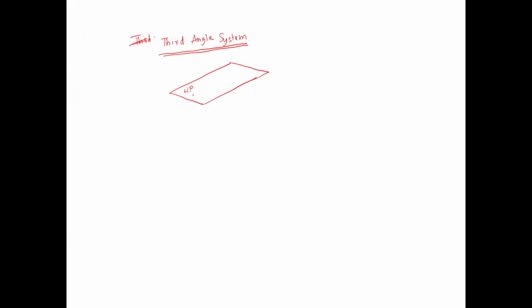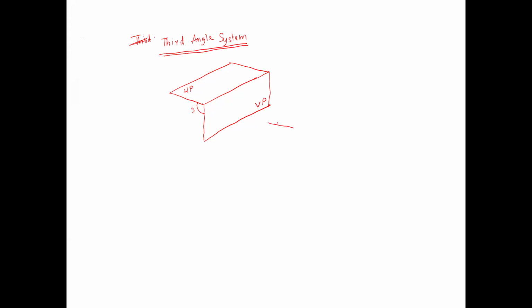We will draw that part of the horizontal plane and that part of the vertical plane which contains the third quadrant. So this is that part of the vertical plane and this is that part of the horizontal plane which is containing the third quadrant here. This is the third quadrant. So the object is located somewhere here.